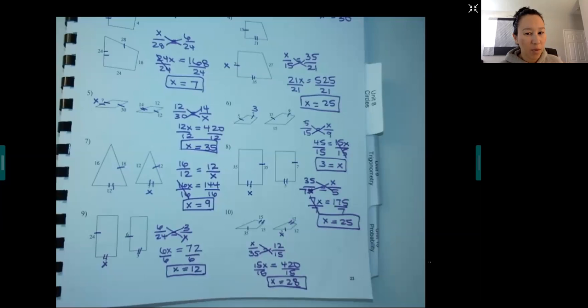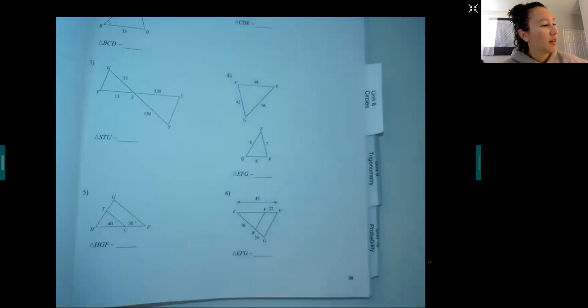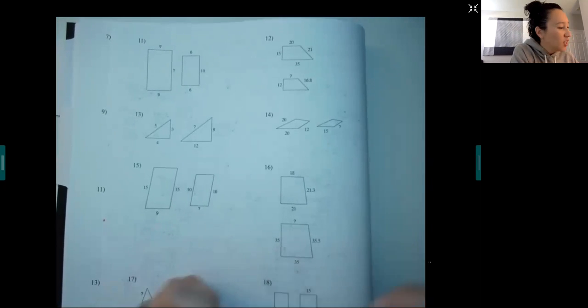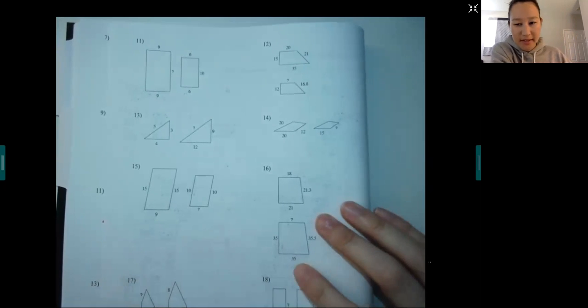Okay, does anyone need more time before I flip the page? Nope. Okay. Okay, Elijah, 11 and 12.